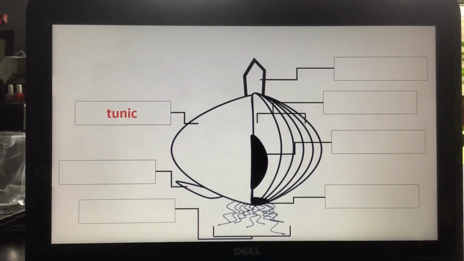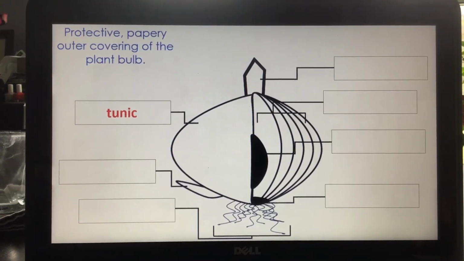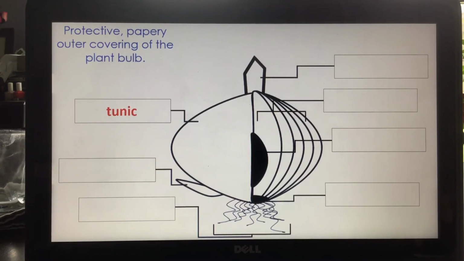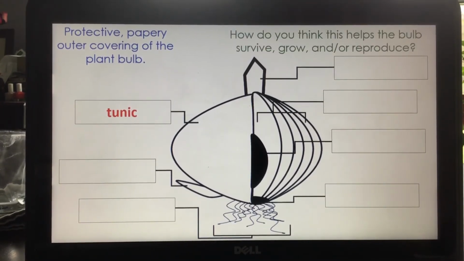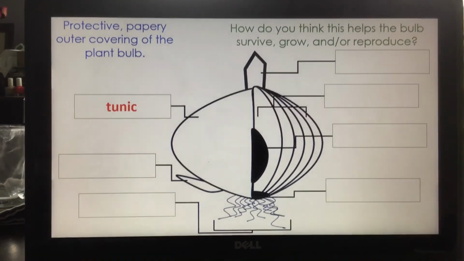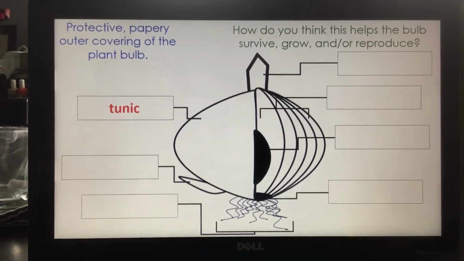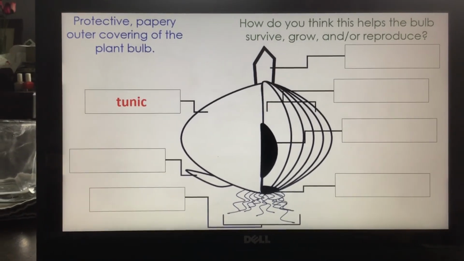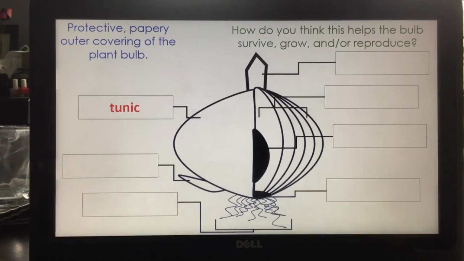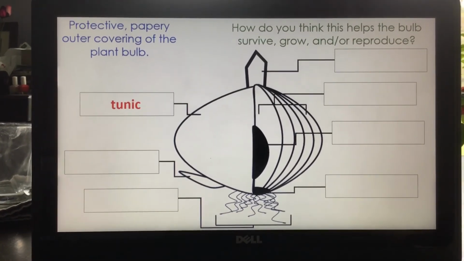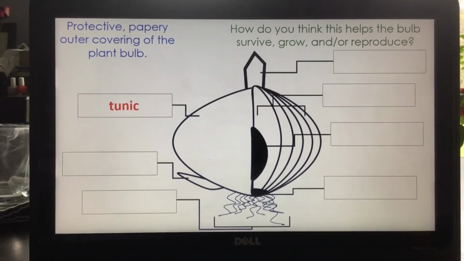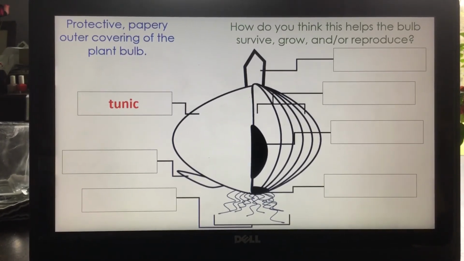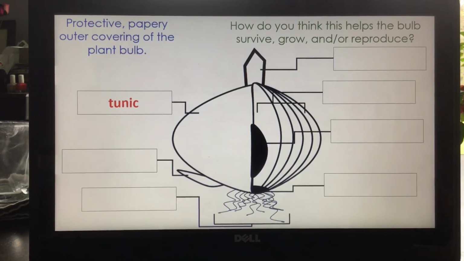The tunic. You might know what a tunic is. A tunic is another word for a shirt. So think about that. A shirt protects us. The tunic on a bulb is kind of like that brownish red skin on the onion. That brownish red skin on the onion protects it. And so it's a papery outer covering of the bulb. How does it help it survive? Protection. All right, there it is.